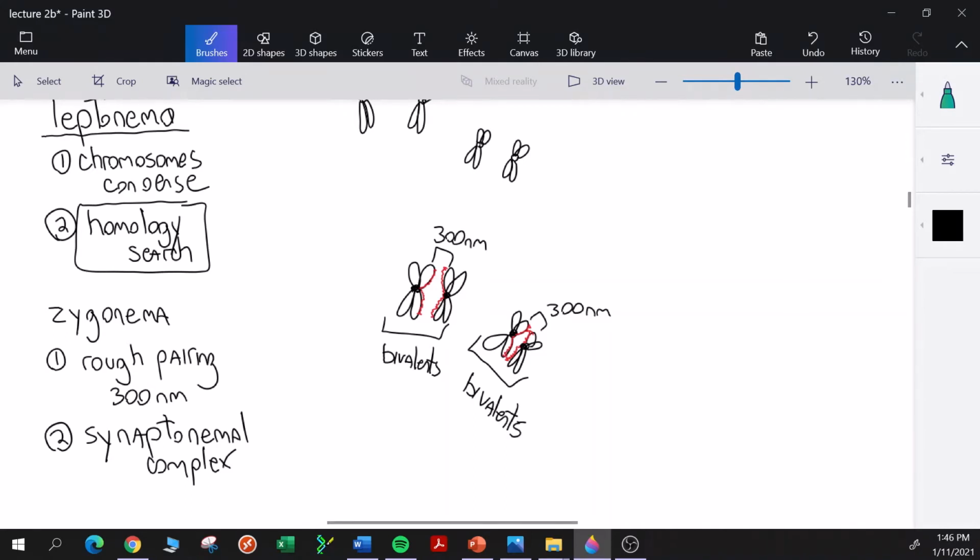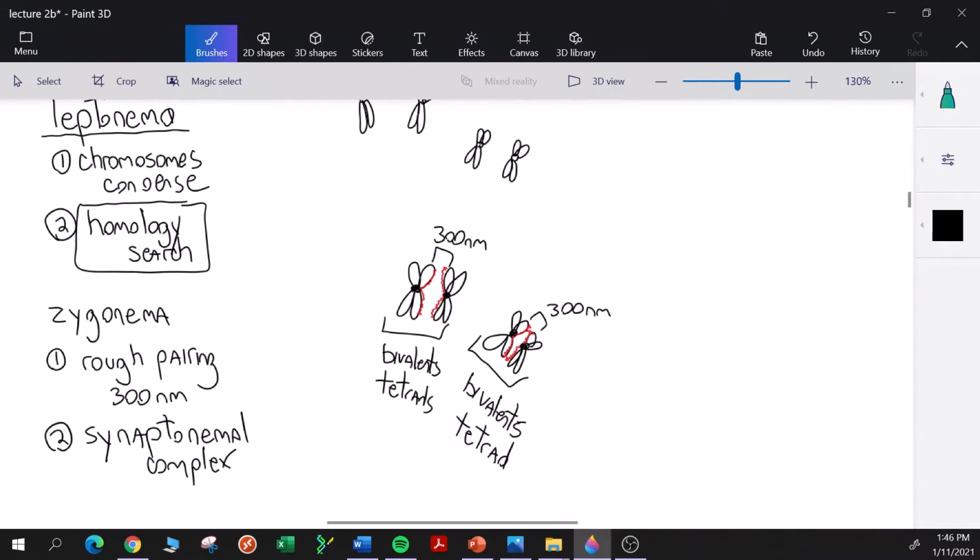The bi makes sense, right? Because there are 2 things. I'm not sure where the valence part comes from, but they call these bivalents. They're also called tetrads. So for our purposes, the term bivalent and tetrad means the same thing.